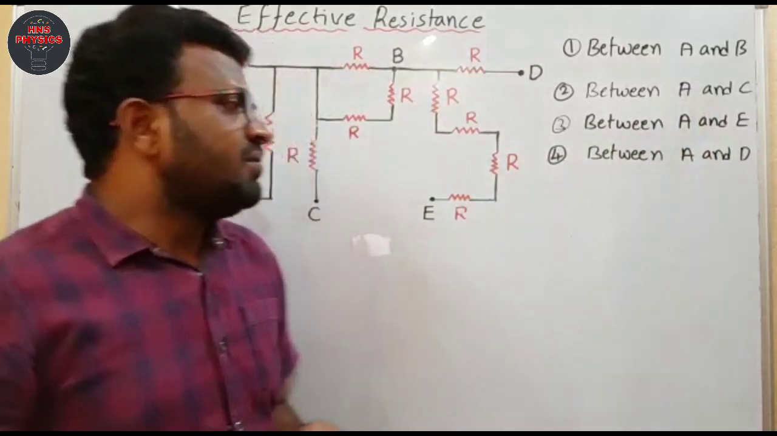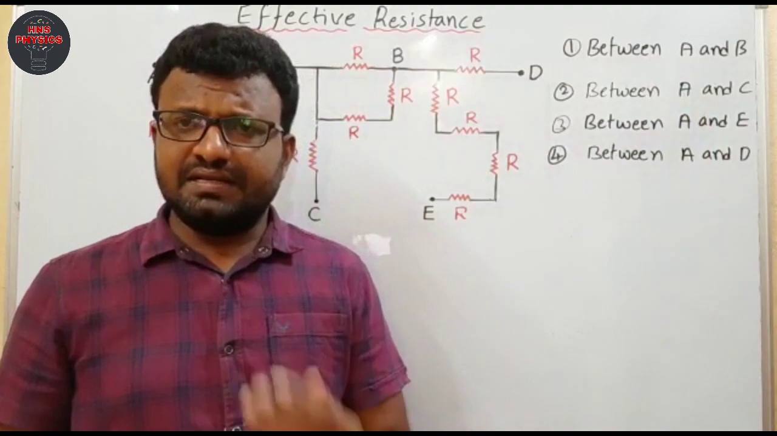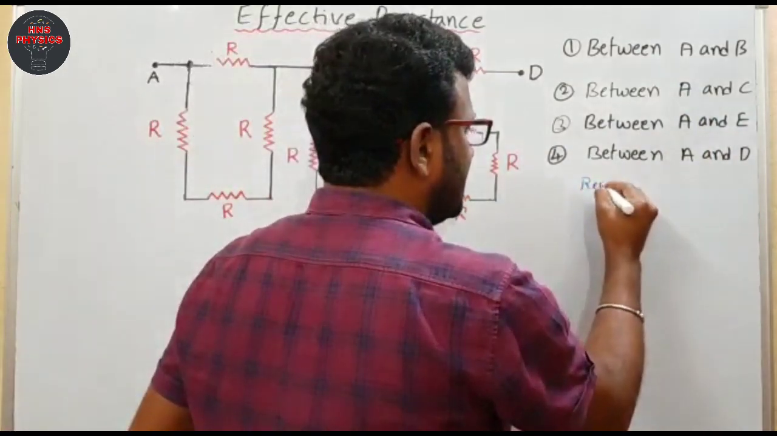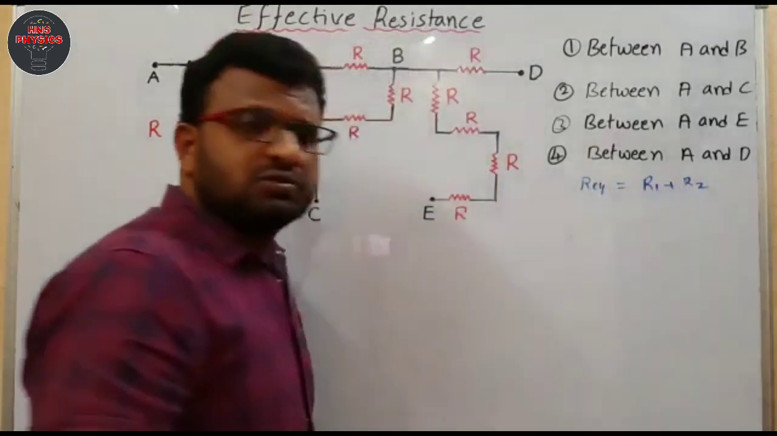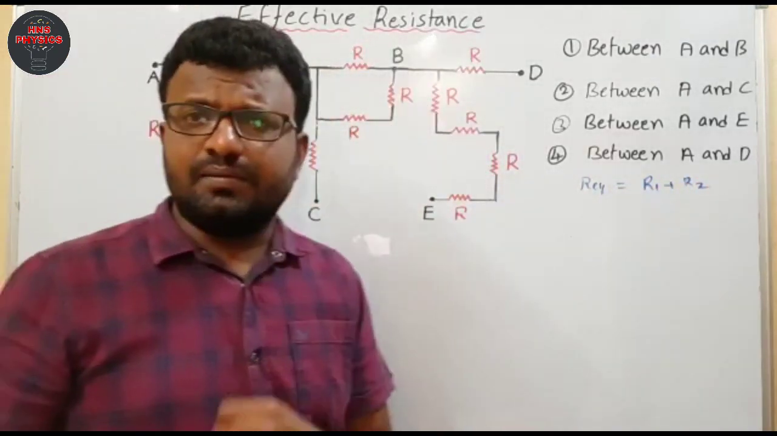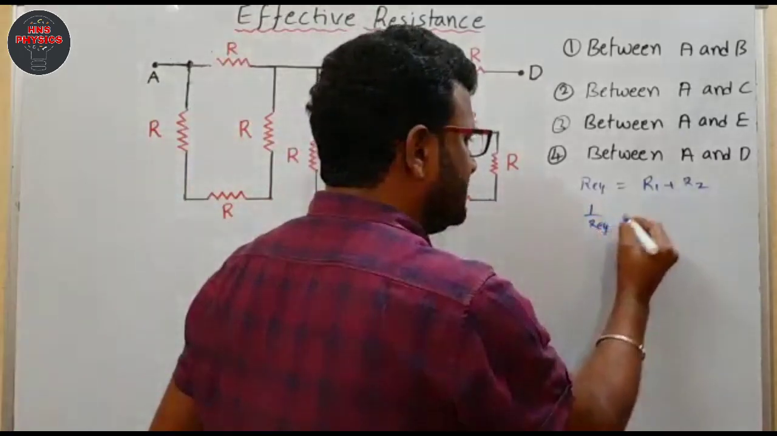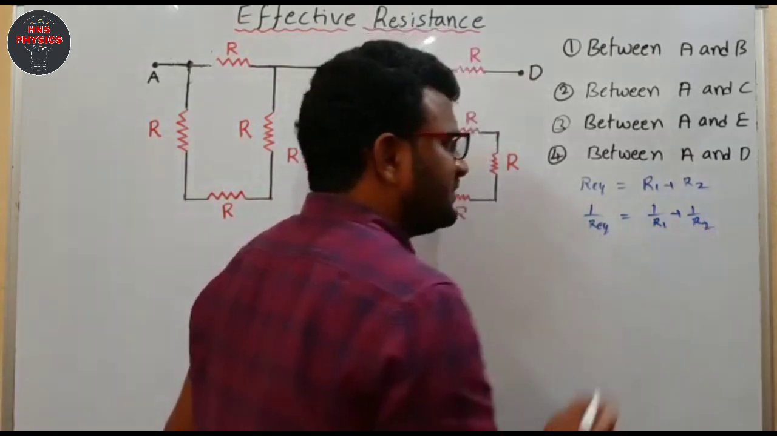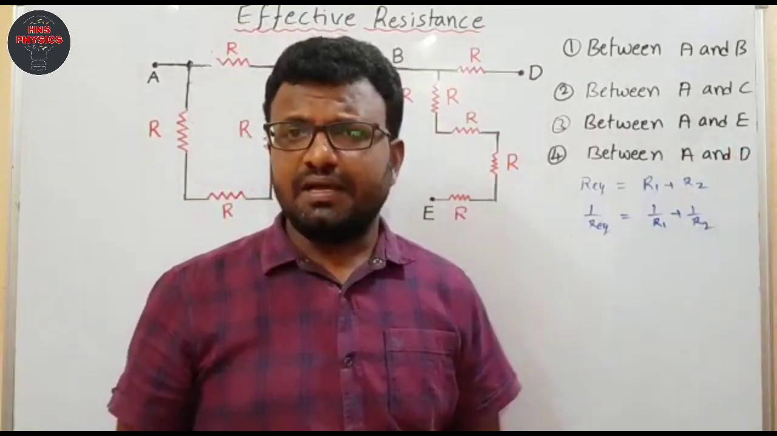Before that, if any two resistors are connected in series, the formula is equivalent resistance equals R1 plus R2, right? If any two resistors are connected in parallel, then the effective resistance formula is 1 by R1 plus 1 by R2. If there are three resistors, you can add plus 1 by R3.